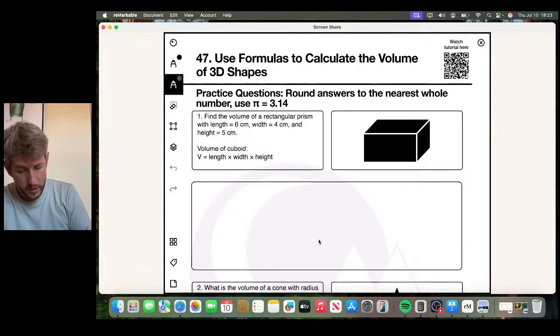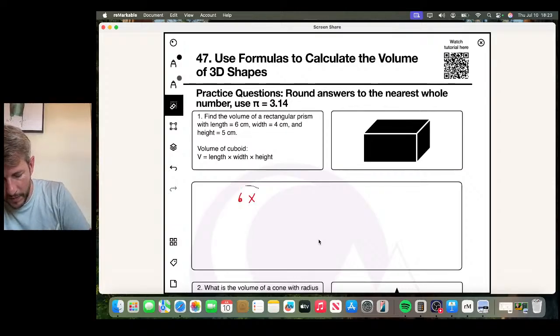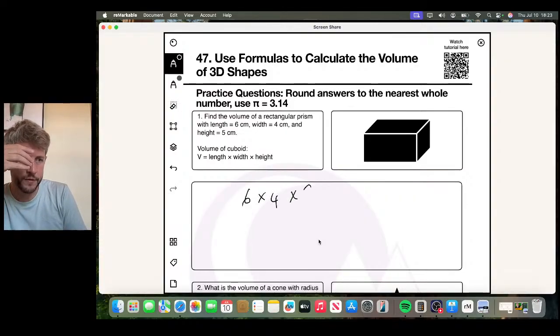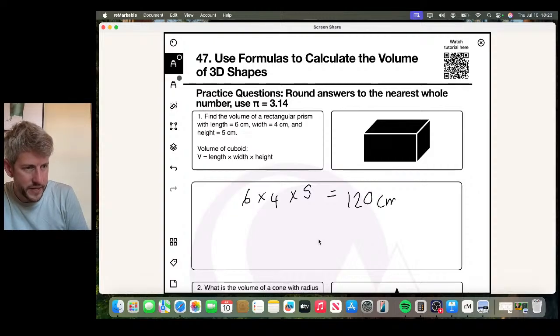Right, so what we've got here, so volume is length times width times height. So we've got 6 times 4 times 5. Okay, 4 times 5 is 20, 6 times 20 is 120, and that would be centimetres cubed.